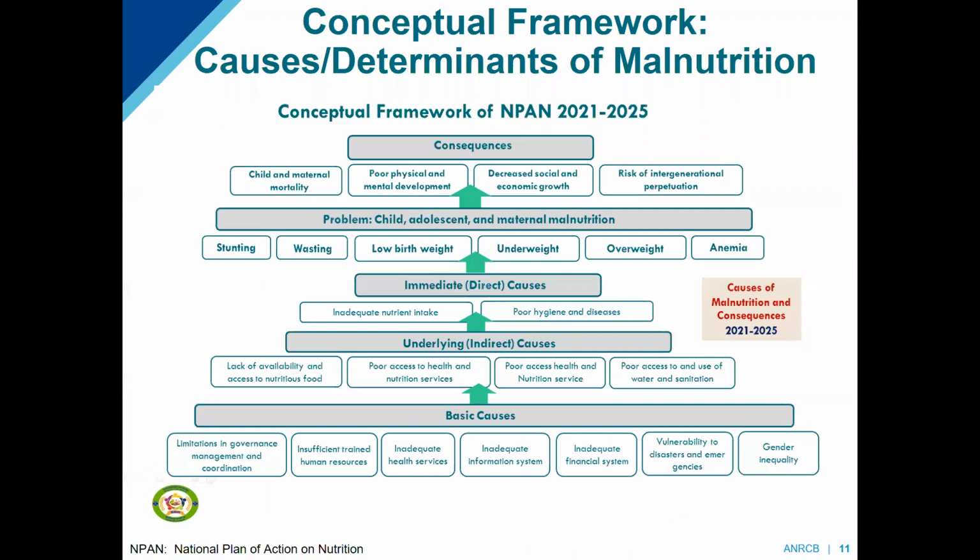The conceptual framework of the National Plan of Action on Nutrition in Laos elaborates on the conceptual framework we just discussed. This conceptual framework here focuses on key consequences, including child and maternal mortality, poor development in children, decreased social and economic growth, and intergenerational transmission of malnutrition. It focuses on malnutrition in children, adolescents, and mothers, and identifies immediate, underlying, and basic causes of poor nutrition in the Lao context.